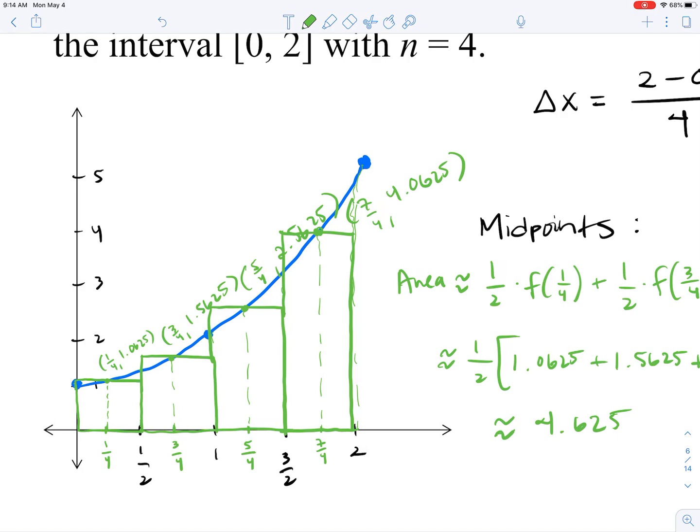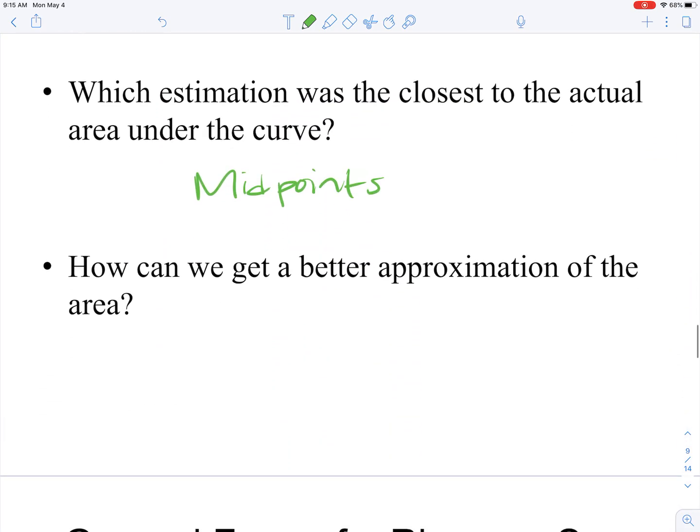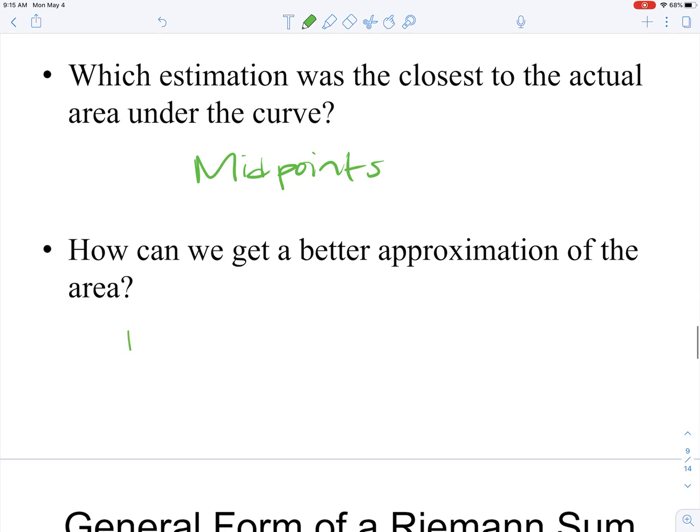But to get an even more accurate estimate of the area, we could think about making more rectangles. I know you guys have probably all been thinking this in your head, but we can make more rectangles. So increase the value of n, increase the number of subintervals. So if we increase n, that will lead to making more rectangles, which would end up giving us a better approximation of the area.